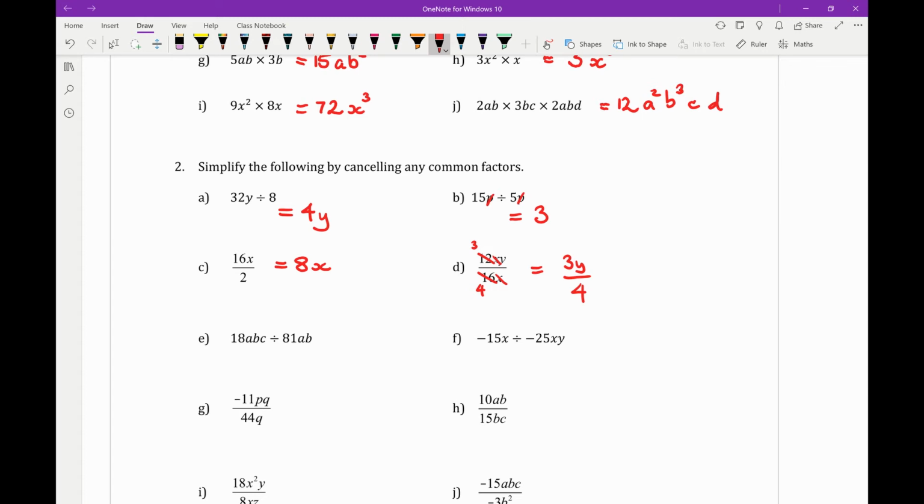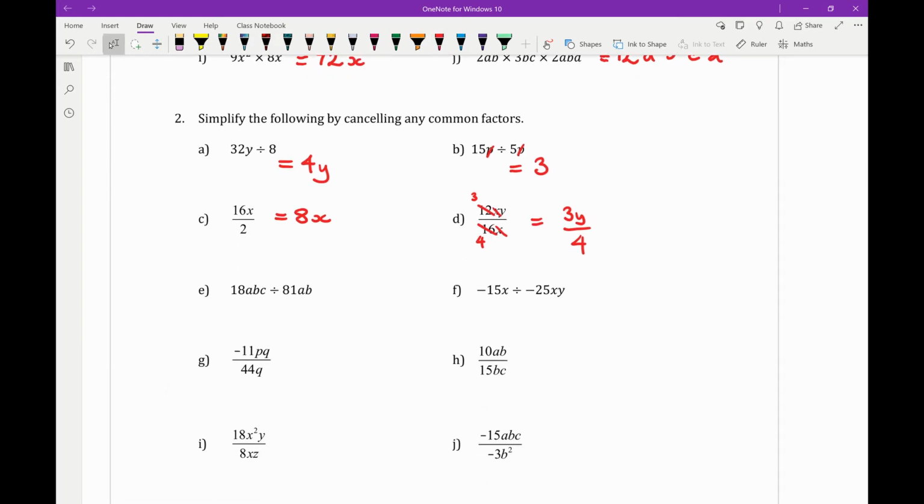Question 2e, 18abc divided by 81ab. Again, if you type in 18 divided by 81, that's not going to go nicely. So when that happens, when you have this typical divide sign here, the best thing to do when it doesn't go nicely, so in question part A and part B, it went nicely, we got nice whole numbers. But if you have one that doesn't go nicely, write it as a fraction so that you can cancel off like we did in part D.